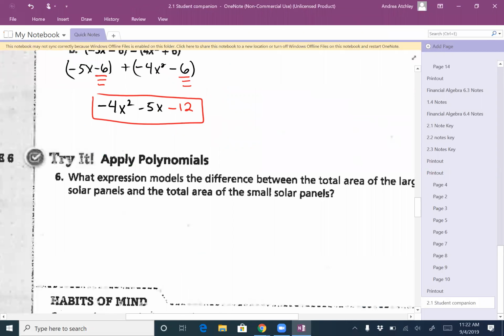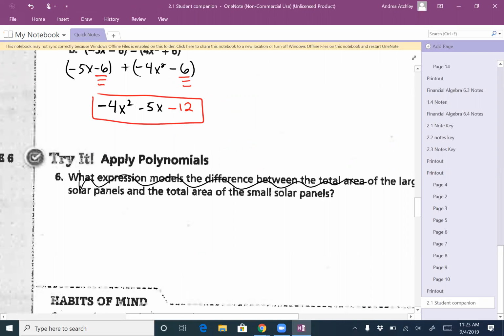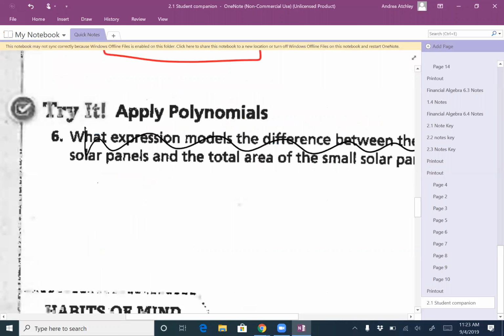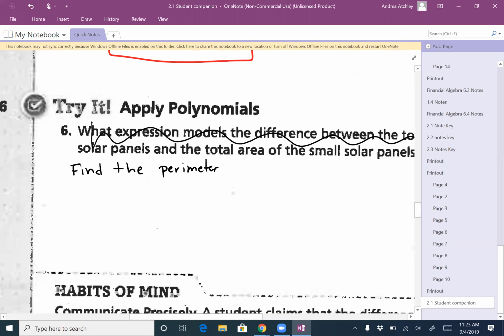Okay. Next problem, we're not going to do number 6. We're going to do something a little different. So just cross out the words and write this in. Find the perimeter.